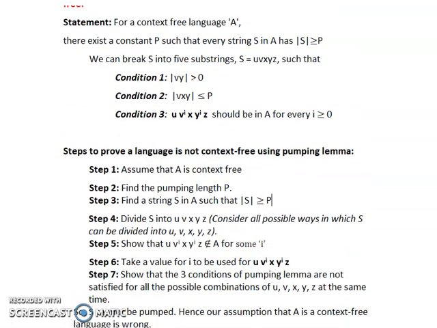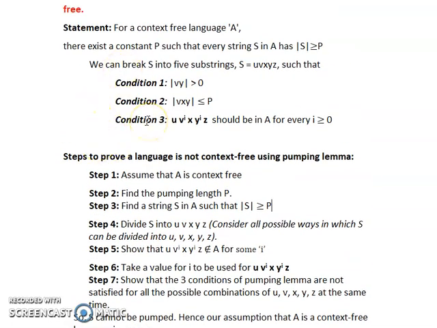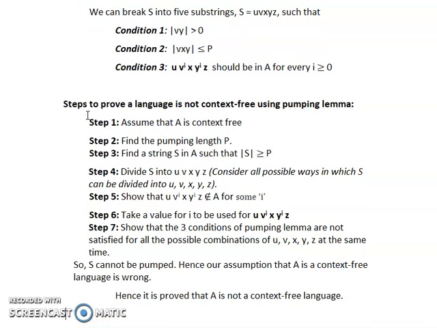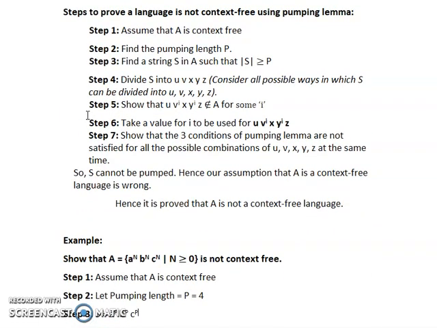If any of the 3 conditions of the pumping lemma is not satisfied, that means the string which is provided to us is not satisfying the condition of the pumping lemma. It means that this is not a context-free language. So, in other words, we can say that S cannot be pumped. Hence, our assumption that A is a context-free language is wrong. So, we have proved that A is not a context-free language.